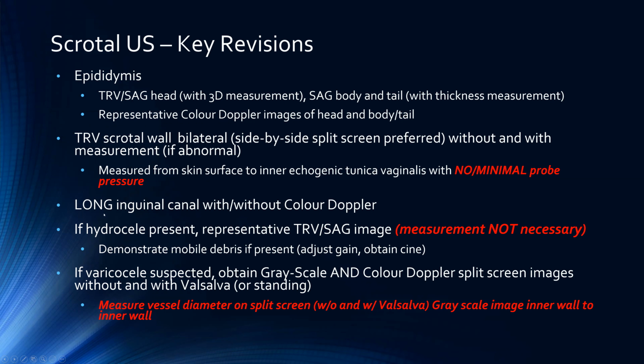Aside from that, long images of the inguinal canal with and without color Doppler, just looking for any herniated abnormality in those, or any other abnormality. One of the small changes, I think, from what we do routinely at some sites is I think we're commonly measuring hydroceles, and I don't think we necessarily need to be doing this on a routine basis. Most of us don't actually report the measurements, and generally not all that useful.